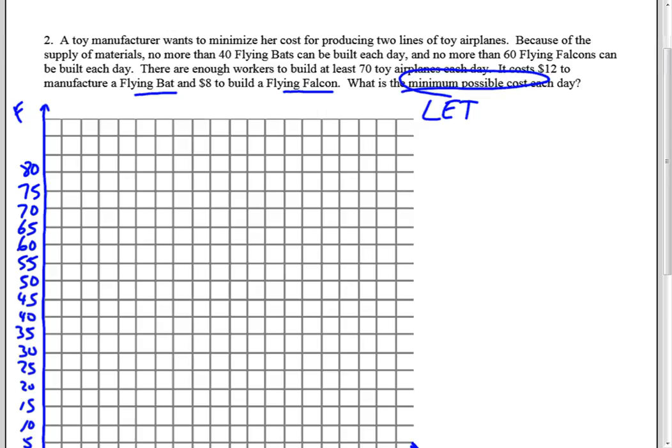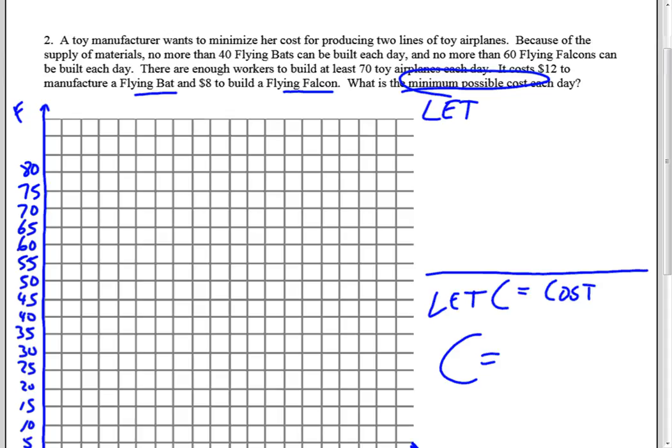We're looking for cost. So I know down here, let C equal cost. This time C is representing money. Let B equal number of bats, and let F equal number of falcons. And both of these, the bats and the falcons, are toy airplanes.